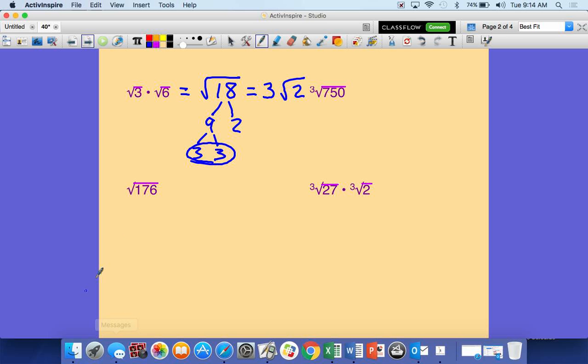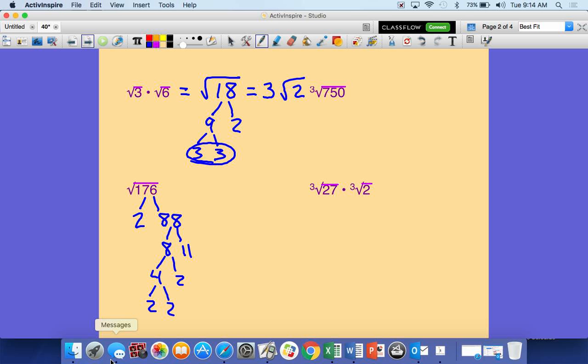Let's come down here to the square root of 176, doing the same thing. That one looks a little bit more complicated. We could just take a 2 out, we know that for sure. And then this looks like it's 88. This 2 is prime, so we can leave that. 88 is 8 and 11. 8 is 4 and 2. 4 is 2 and 2. So what we've got is four 2's and an 11.